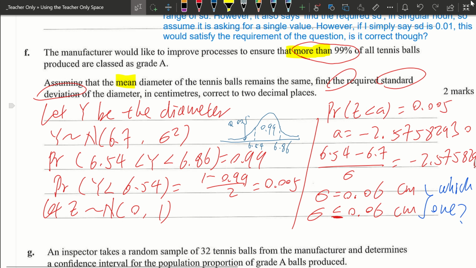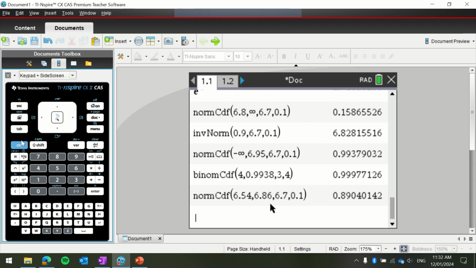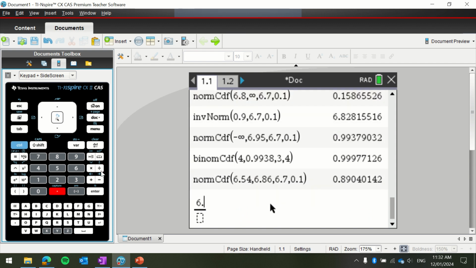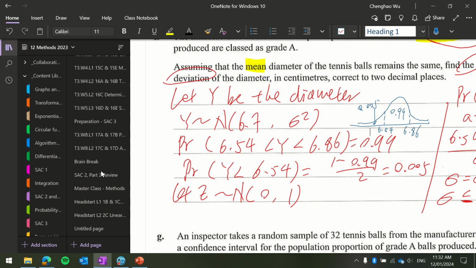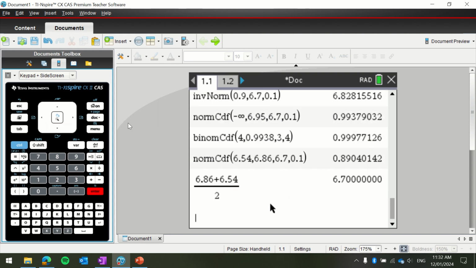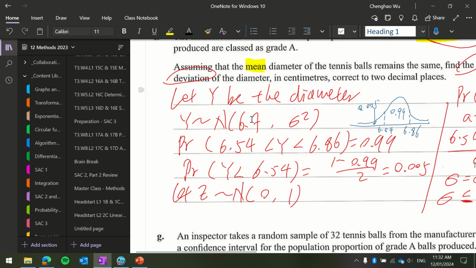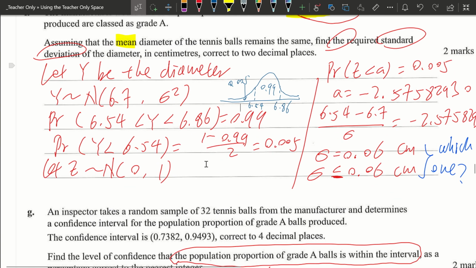Yeah, I think that's the middle. Hang on, let me double check. 6.86 plus 6.54. Yeah, the mean 6.7 is in the middle of 6.54 and 6.86. So it's good. Okay. So the area to the left of 6.54 is 0.005. That's important because now I'm going to define Z.